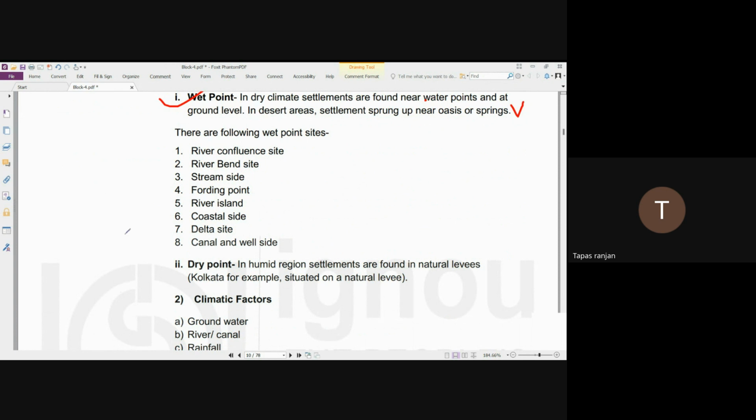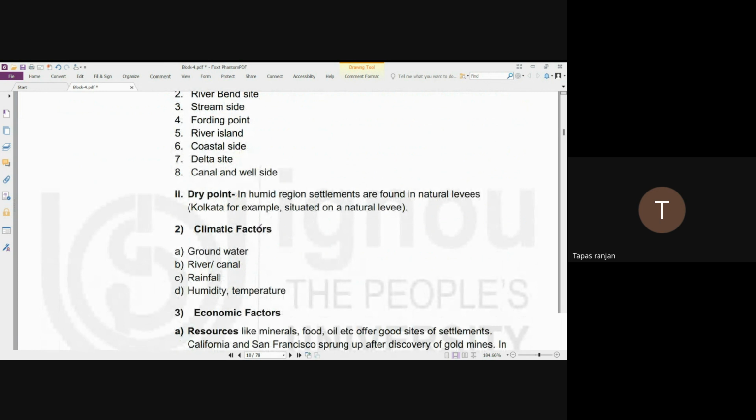Then what is a dry point? A dry point is basically when the settlements are in a humid region, and settlements are found on natural levees. Okay, so those are basically dry points.